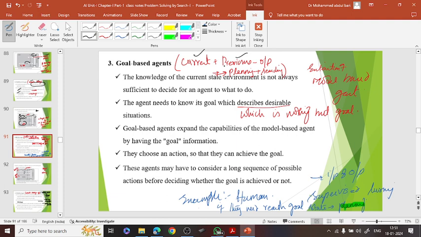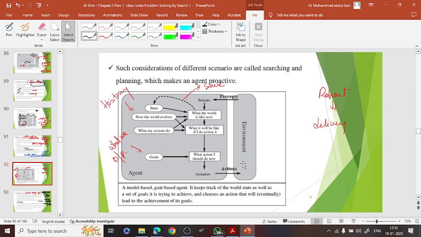It is the extension of the model based agent, where you have your current plus history, but here we also know what the output of that will be. The agent needs to know the goal, what it is going to do. Goal based agents expand the capability of model based agents with goal information. They choose the action so that they can achieve the goal. So they know what the input is and what the output will be. The diagram is for such a condition.